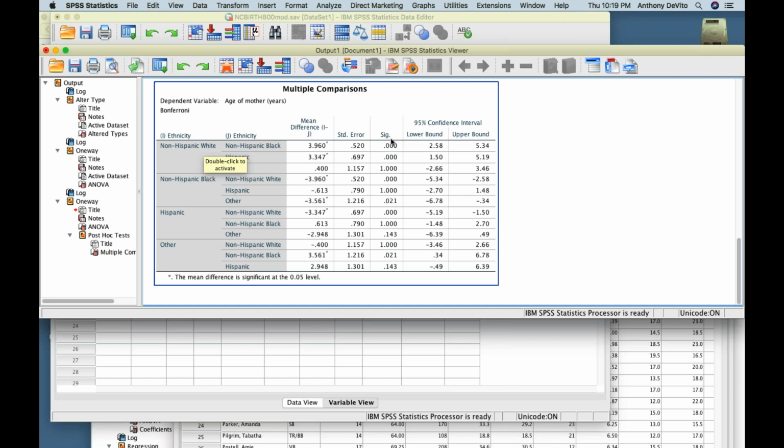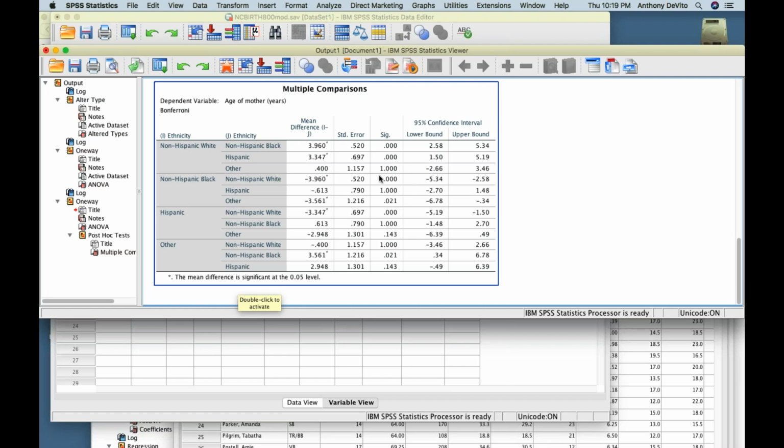It's less than 5%. So we can say with 95% certainty, less than 5% chance of being wrong, that the mean for non-Hispanic whites is not equal to the mean of the non-Hispanic blacks. And we can say, well, how about Hispanic? We can say non-Hispanic whites is different than Hispanics. Non-Hispanic white is different than non-Hispanics. Okay, how about the difference between the mean of non-Hispanic whites to others?